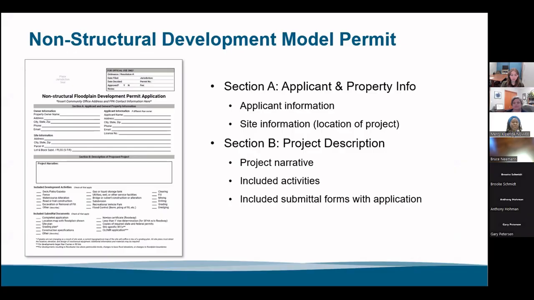Section B is project description, where you put the project narrative, you include activities, and you include submittal forms with the application. The project narrative space is a little bit small in the permit, so you can attach extra pages to provide more information on the project narrative.